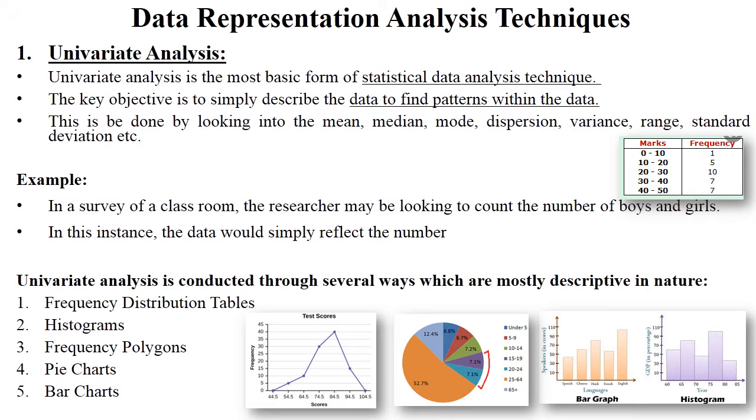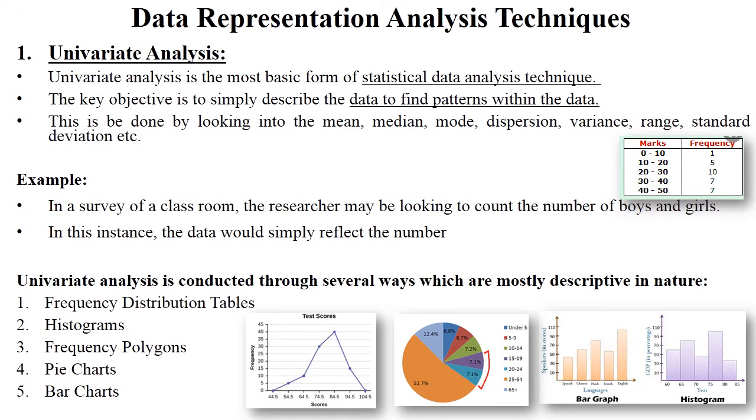So see here, these are some graphical formats. First is the frequency distribution table, for example 0 to 10 marks, frequency is 1 student, and 10 to 20 means 5 students got 10 to 20 marks. So this is a univariate analysis. The frequency distribution table is an example of univariate analysis. Next example is the histogram. See here in the histogram, there are bar graph and histogram. This is an example of univariate analysis. Next, frequency polygons, pie charts, and bar charts. These are representations of univariate analysis.